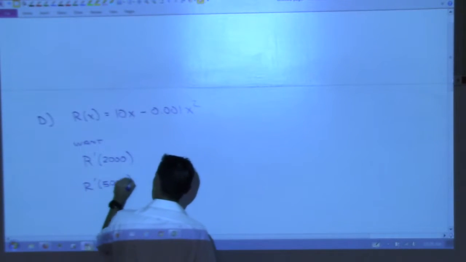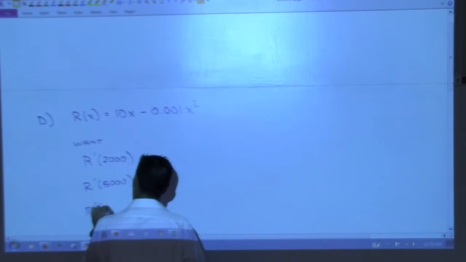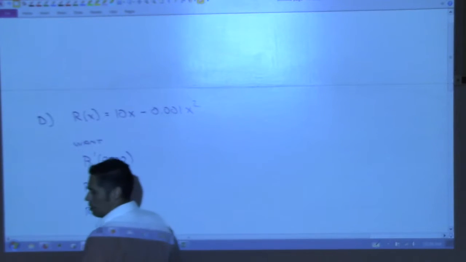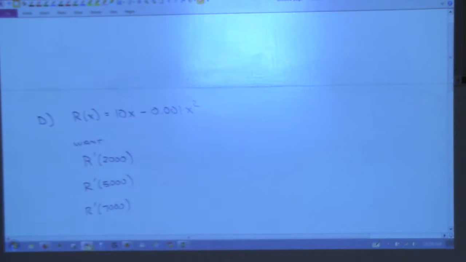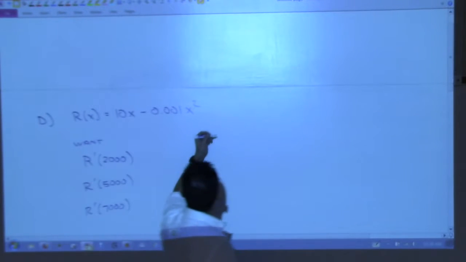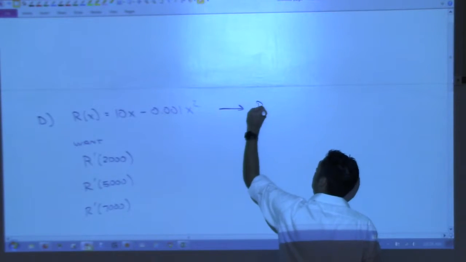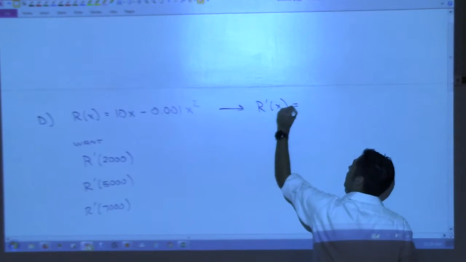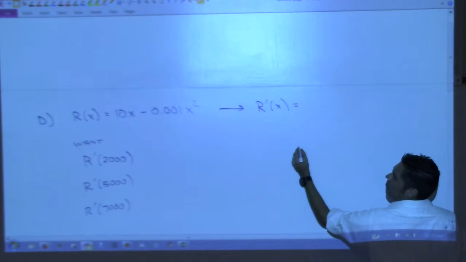and 7,000. So at 3 different values, which means I should probably find the derivative, shouldn't I? Yes. I should go ahead and find the derivative. And the derivative of this function, which gives us our marginal revenue function, is what?